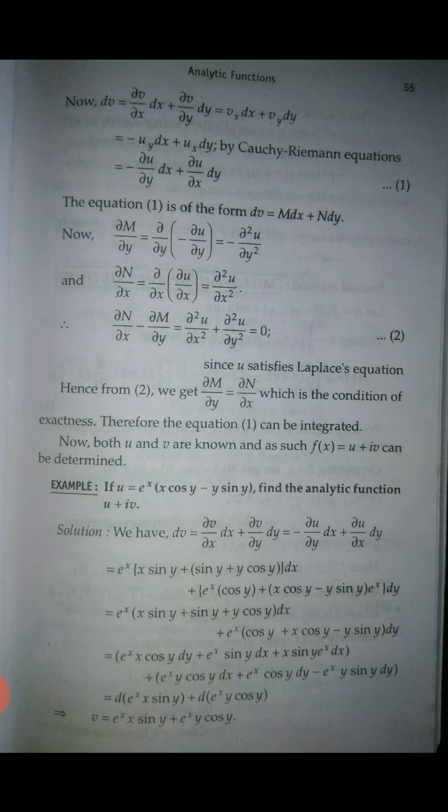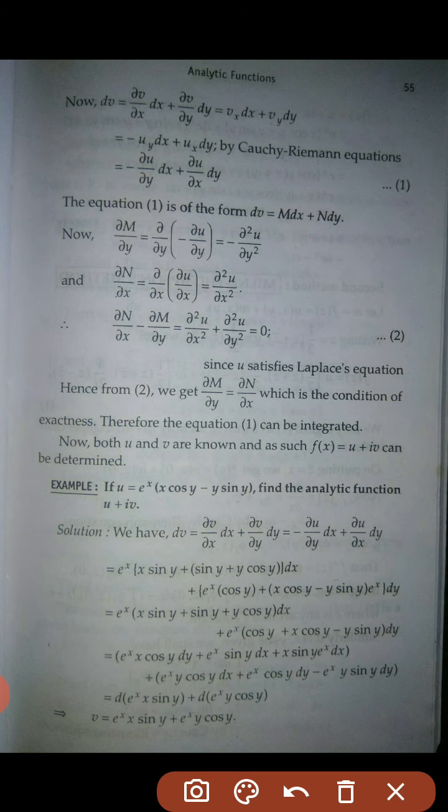Okay, so here we say that u satisfies Laplace's equation. Therefore, we can write del 2u by del x2 plus del 2u by del y2 equals 0. We call this equation number 2.